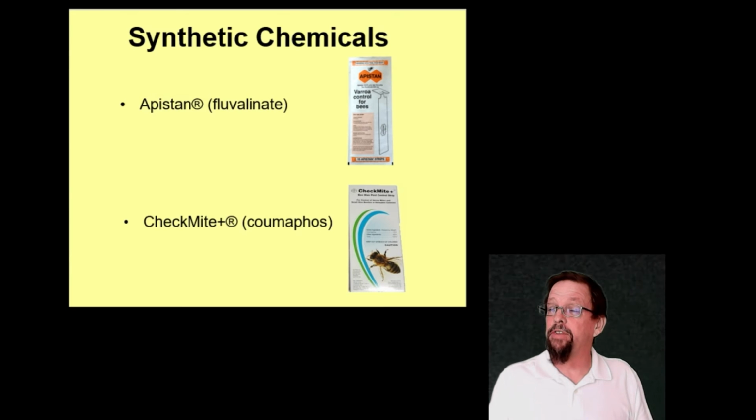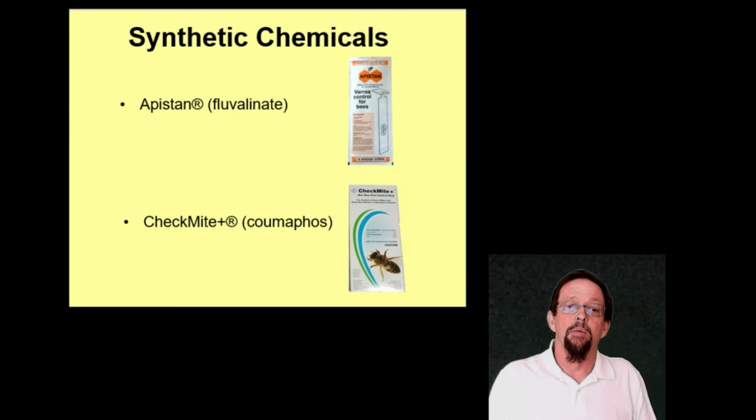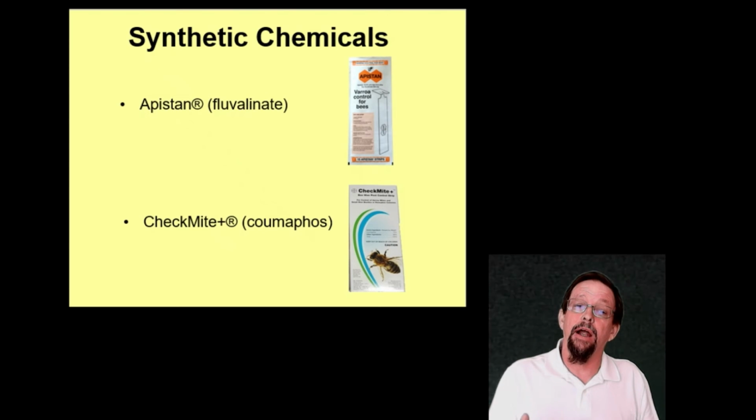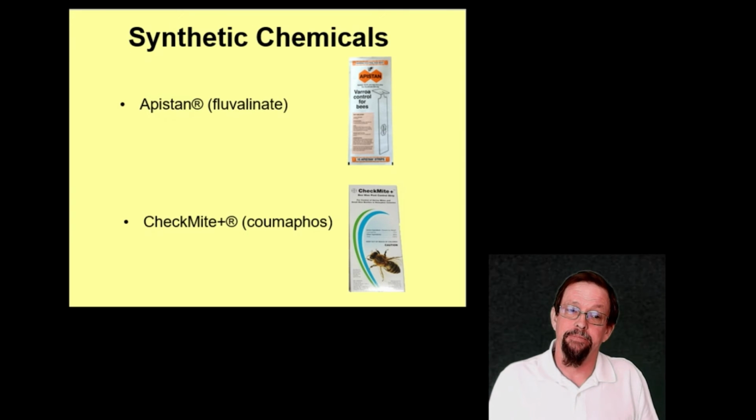Then there are synthetic chemicals. There's Apistan, which is fluvalinate, and Checkmite, which is coumaphos. Now, one thing to say about these two chemicals is that they are almost ineffective against mite control nowadays. People did not switch up their mite control philosophy and just kept bombarding their bees with one chemical. And again, these are on the higher end of the list. They're a little bit more harmful to the bees. These have been used extensively, and the mites have grown resistant to both of them. So you may want to avoid them.